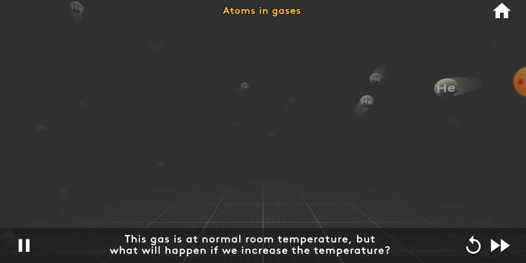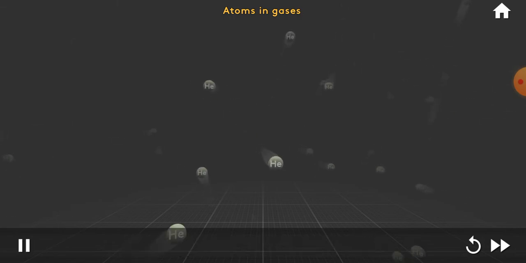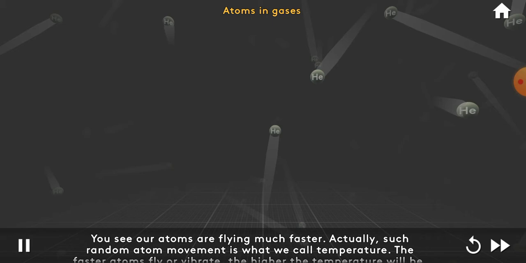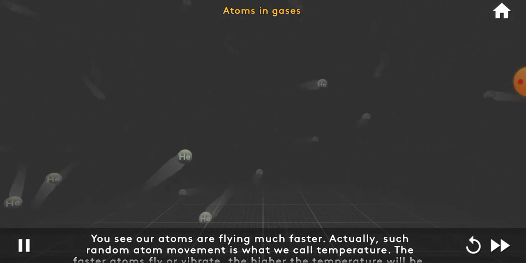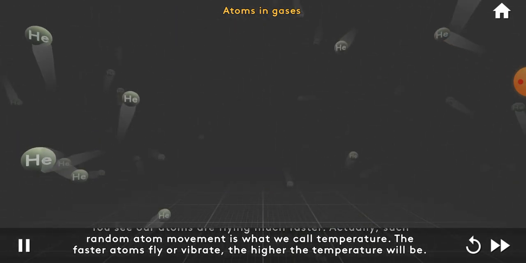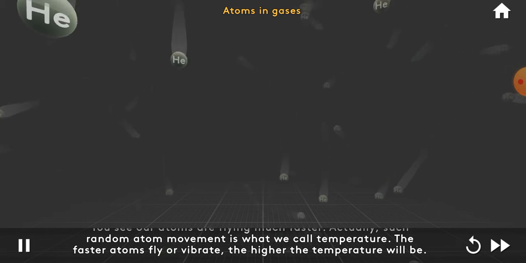This gas is at normal room temperature, but what will happen if we increase the temperature? Let's heat the gas to 1,000 kelvins. You see, our atoms are flying much faster. Actually, such random atom movement is what we call temperature. The faster atoms fly or vibrate, the higher the temperature will be.